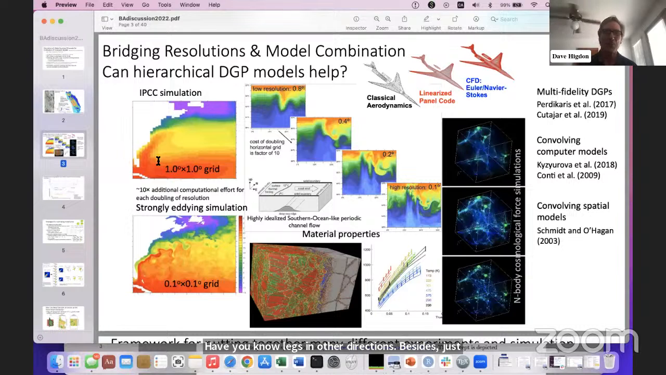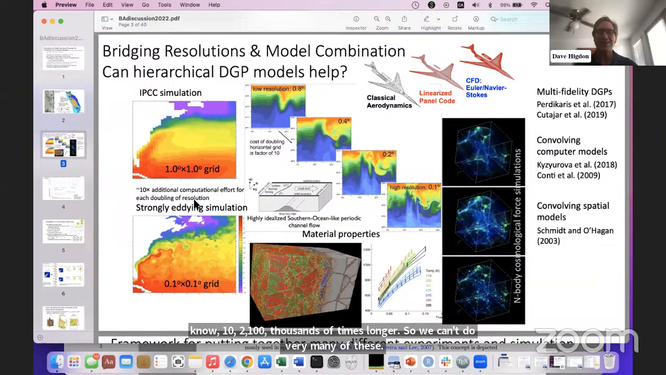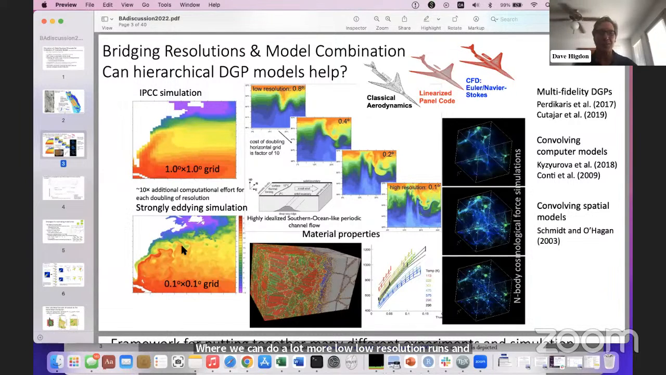And so just to pick one thing here, I don't know if you can see my cursor very well. I didn't get the bonus jumbo size cursor, but on the left here is this ocean model, and it's at a pretty low resolution. And here it is at a much higher resolution. And of course, the problem is these higher resolution runs take 10, 20, 100, thousands of times longer. So we can't do very many of these where we can do a lot more low resolution runs. And how do we combine these things in ways that are going to help us make inferences about reality, which is probably a lot closer to this high resolution run here.